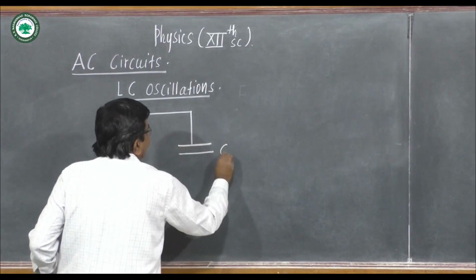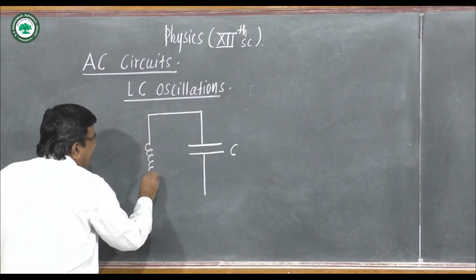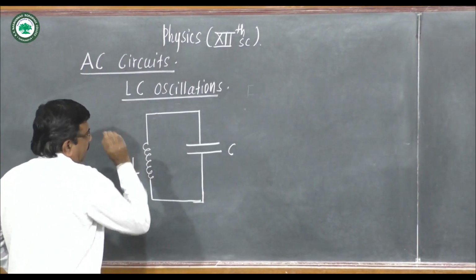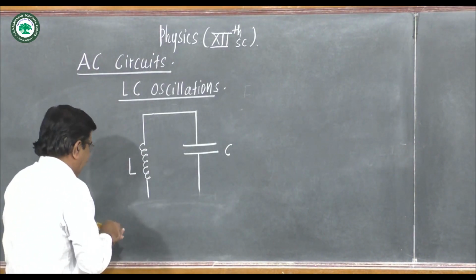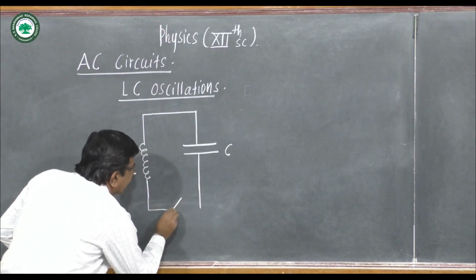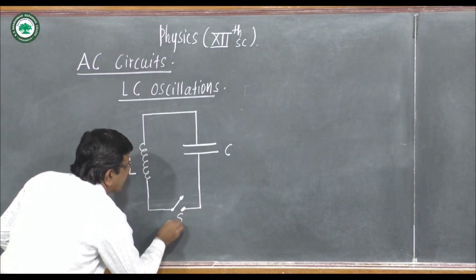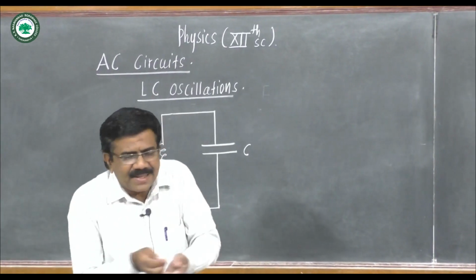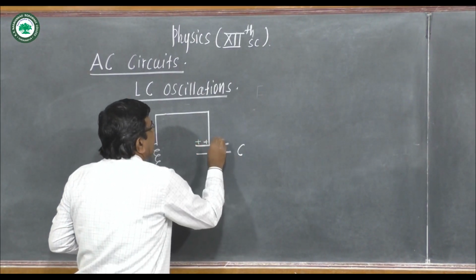This is the capacitor. Suppose this is the inductor, a pure inductor having zero resistance, and suppose here there is a switch. Initially this switch is open. This is the switch S. Initially the capacitor is fully charged.